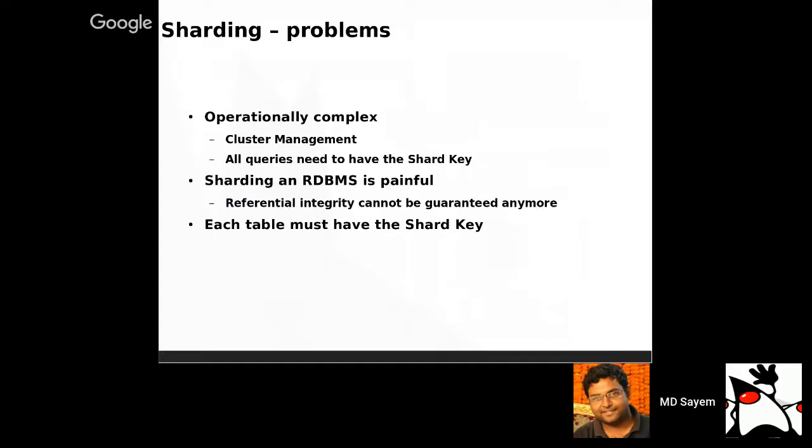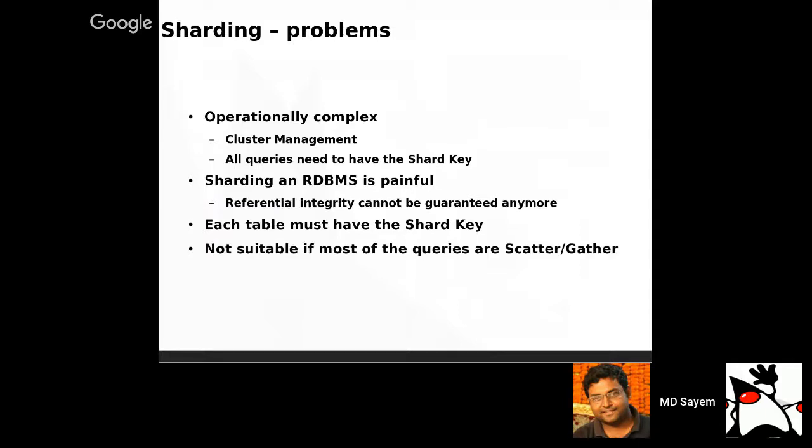Each table must have the shard key. Yeah, pretty obvious, isn't it? The whole system relies on being able to use the sharding key. This, however, strictly limits our data model. Each entity should have the shard key. If it doesn't have the shard key, it cannot be put in a single cluster.